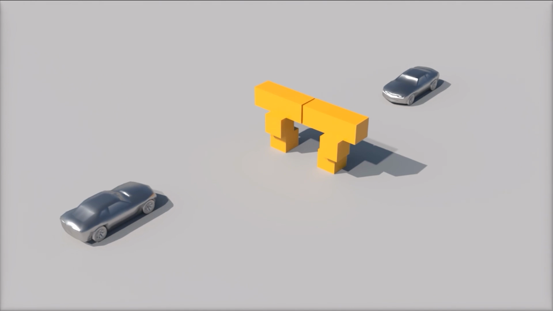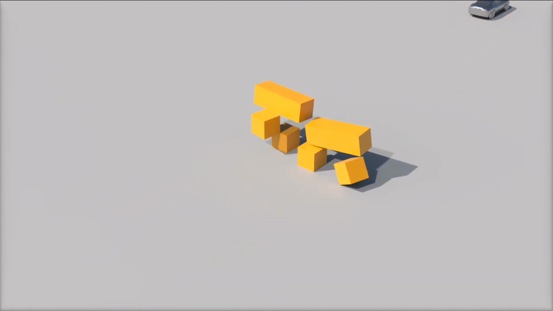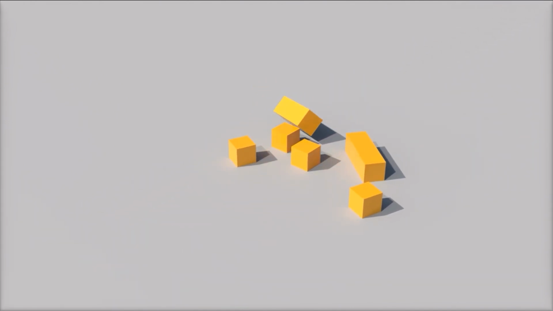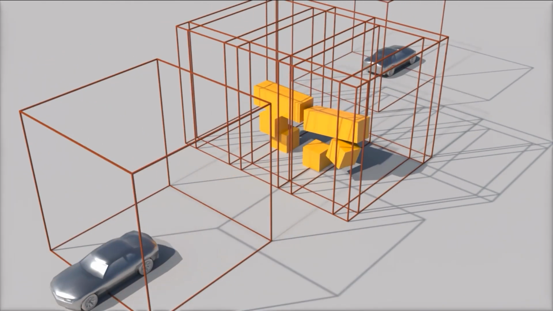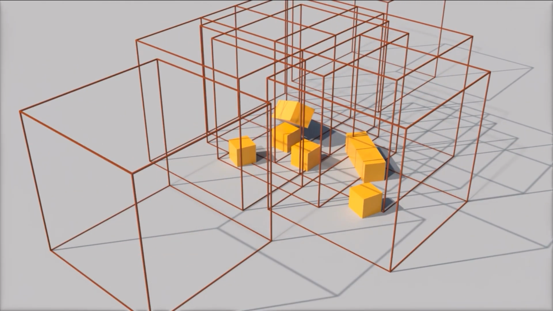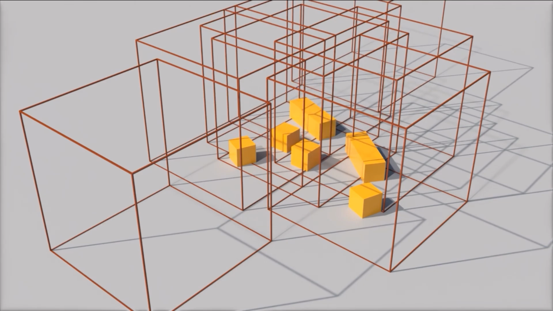Here we see an example where two fast-moving cars topple a stack of boxes. The scene is decomposed into multiple overlapping local grids and coupled through a coarse global grid encompassing the scene.